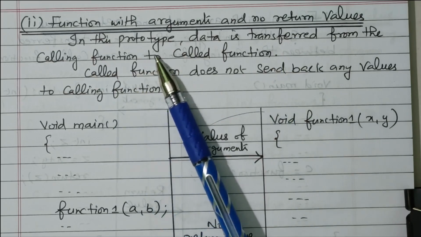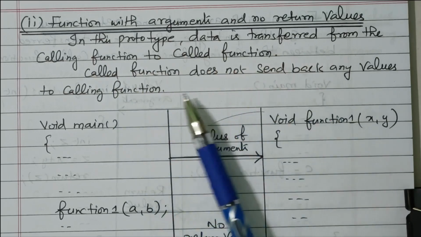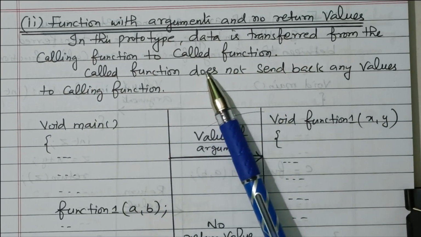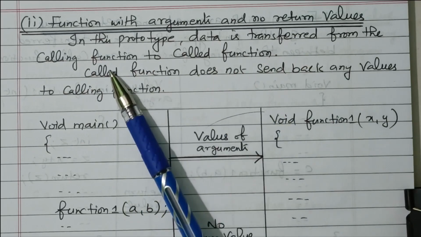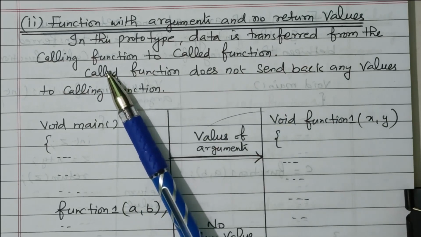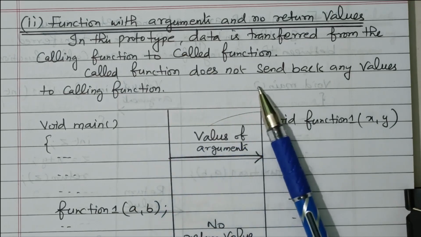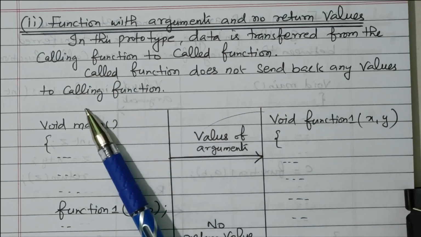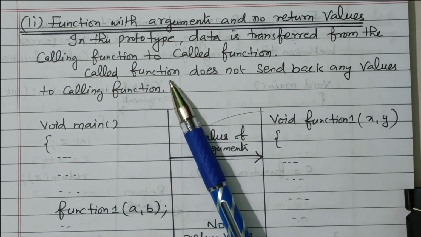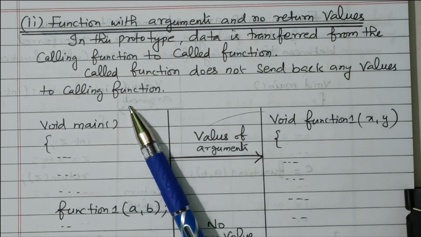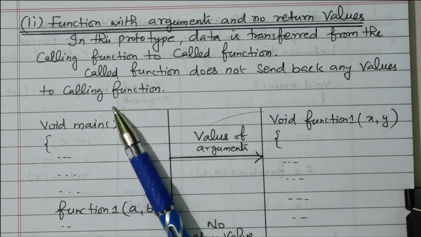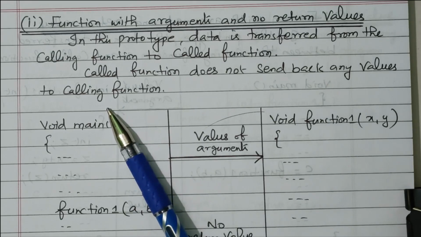In this prototype, the data is transferred from the calling function to the called function. Calling function means the function call in the main program. Called function is the function definition. The called function does not send back any value to the calling function. It will not send any value to the function called in the main program, right? So this is function with argument and no return value, the second type of prototype.